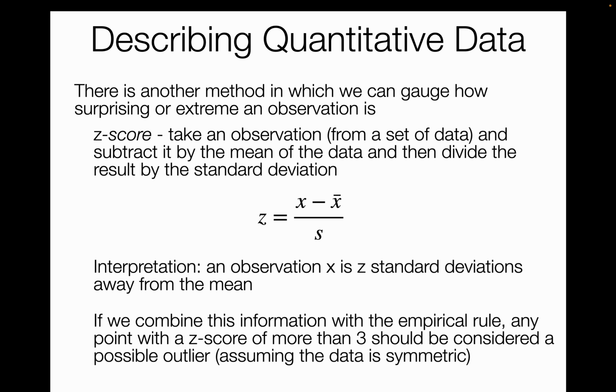And if we combine this knowledge with the empirical rule that we saw just a little bit before as a way to interpret s by itself, any point with a z-score of more than 3 or less than -3 should be considered a possible outlier. Of course, the empirical rule is only valid for data that looks like a bell or a mound-shaped curve. Really, data that's symmetric is probably okay.